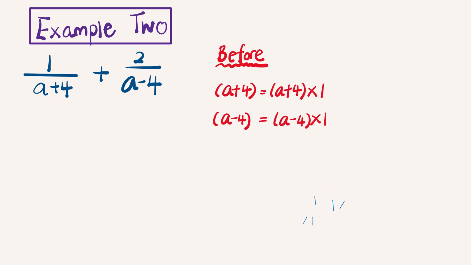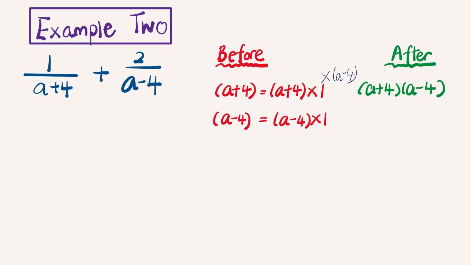So likewise, in this case, the lowest common multiple would just be bracket a plus 4 multiplied with bracket a minus 4, to get bracket a plus 4 times bracket a minus 4. Then for the second one, bracket a minus 4 close bracket, you multiply with bracket a plus 4.